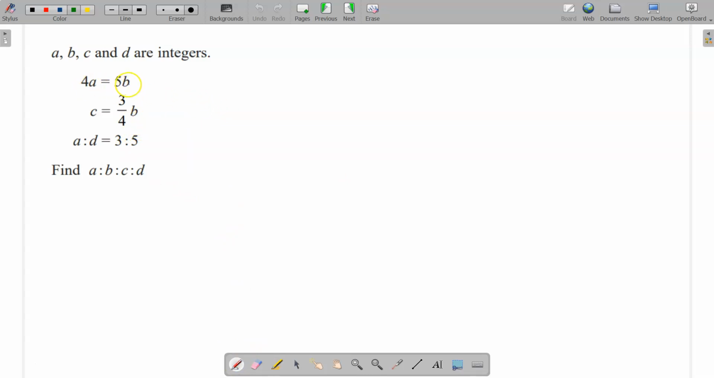So using this first line of information, we know that A must be 5/4 of B just by dividing both sides by 4. Okay, so I'm just going to make a note of this here, that A is equal to 5/4 of B. Okay, now I'm just going to work on this and we'll see a strategy forming in a moment. And I know that C is 3/4 of B. Okay, and of course B is 4/4 of B.